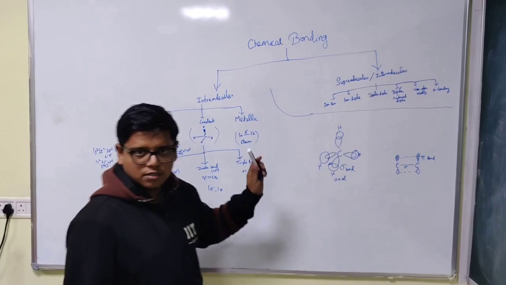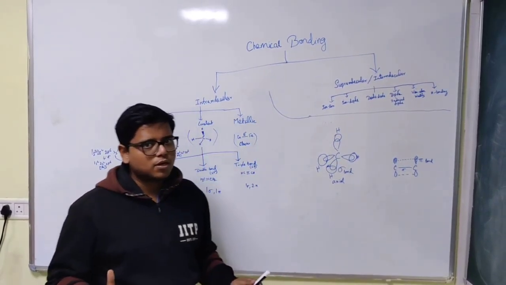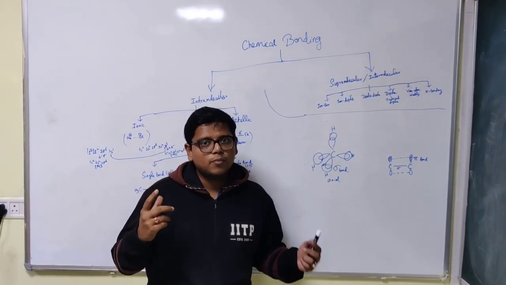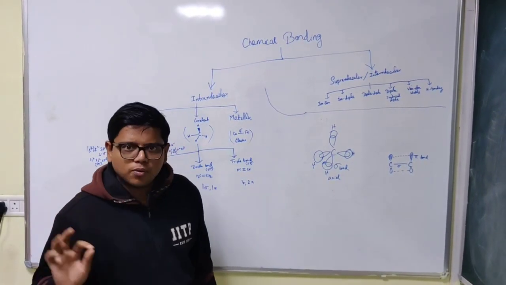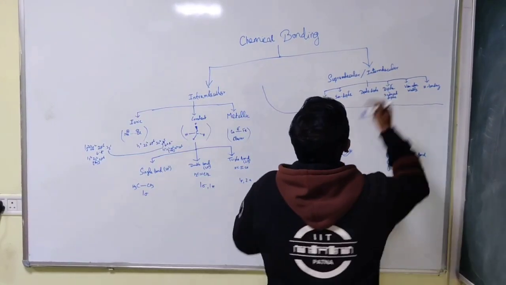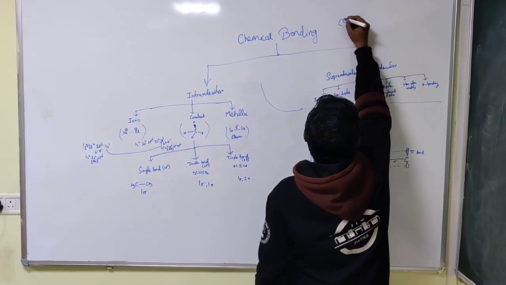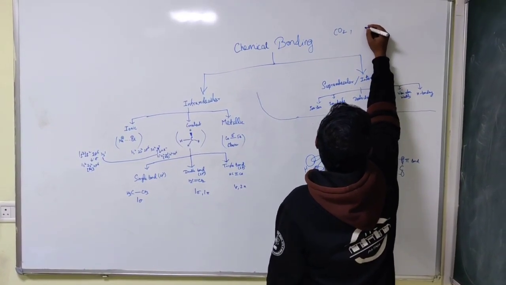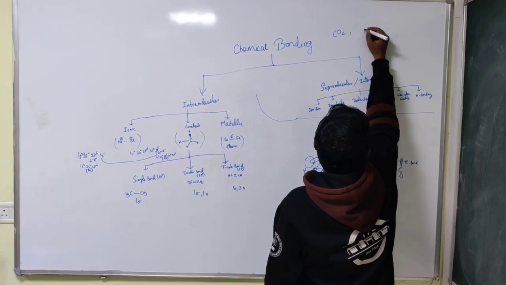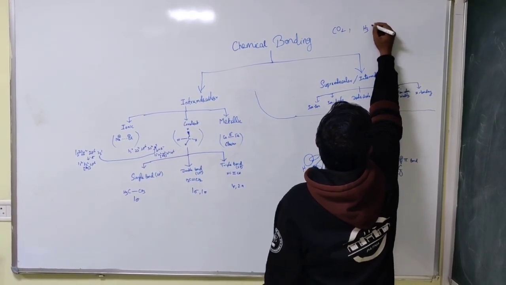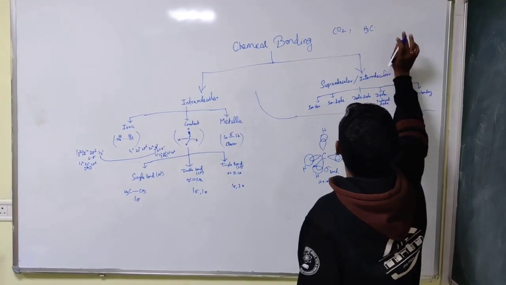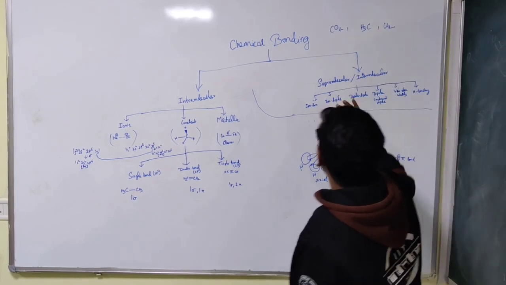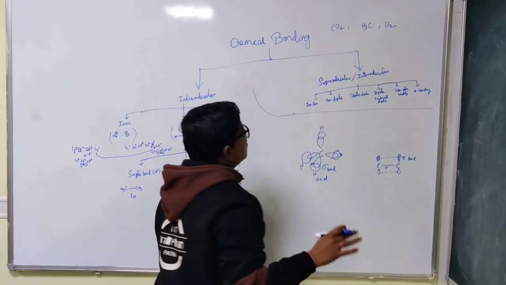So let's start. Chemical bonding. What is chemical bonding? Bonding of two atoms to form a molecule or a group. Like molecule is carbon dioxide or group is CH3 group. These kind of groups. Or molecule is chlorine. Now, how do these molecules form?